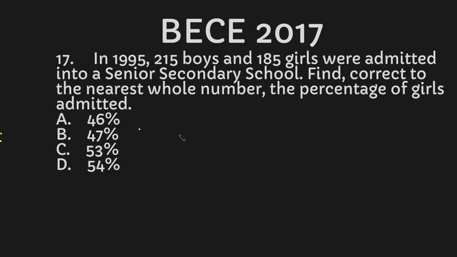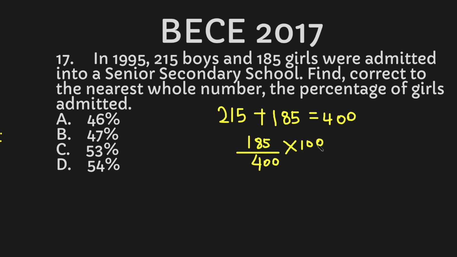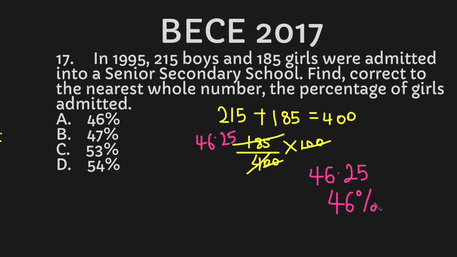For question 17, in 1995, 215 boys and 185 girls were admitted into a senior secondary school. We are to find, correct to the nearest whole number, the percentage of girls admitted. How do we solve this? We're first going to add to find out the total of boys and girls, which is 215 plus 185, which will give us 400. And now we're going to take the amount of girls and turn it into a fraction, and then find the percentage of this fraction by multiplying it by 100, which will be 185 over 400 times 100. Our final answer will be 46.25. We were told to convert it to the nearest whole number, so the nearest whole number will be 46%.